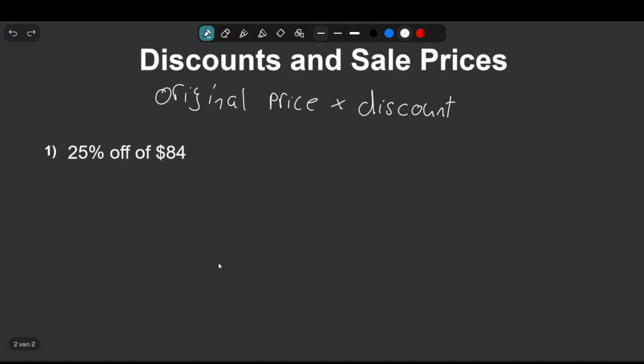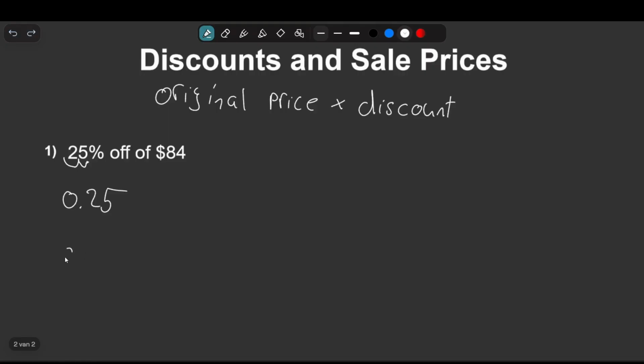To start multiplying, the first thing we want to do is get the percent to a decimal. We can do this by dividing the percent by 100, or by moving the decimal twice to the left. There is no decimal shown, so the decimal is standardly here. So we move it twice to the left, and we will have 0.25. Now we can start multiplying. So we're going to multiply our original price of 84 by the discount rate of 25%, or 0.25 in decimal.